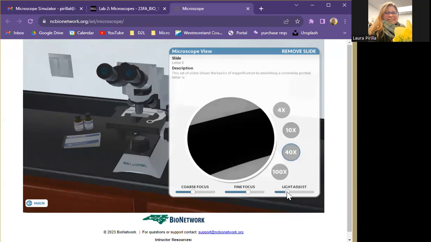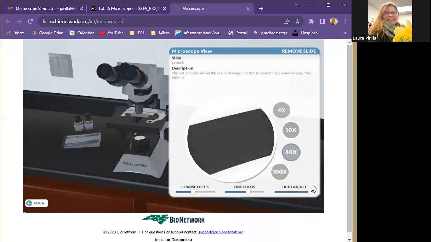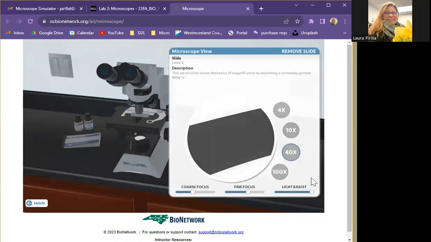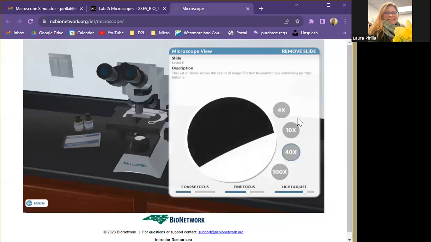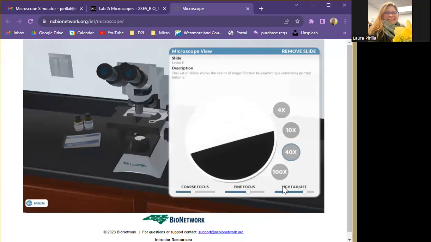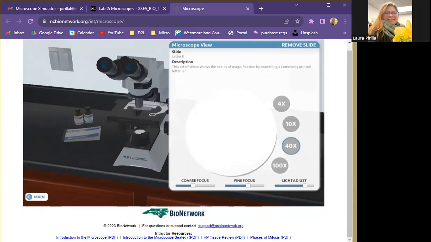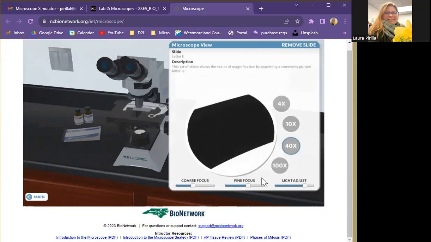So when we slide this light adjuster, you can see that there is some rotation happening below the lens or below the stage of the microscope. So I'm going to adjust it so that the white looks white and the black looks black. But now look, we've got so much zoom in that I don't think there's any way you would know this was the letter E, right? You can just see a small part of it.